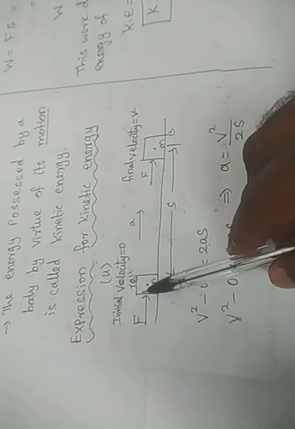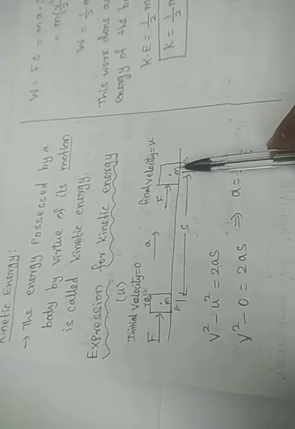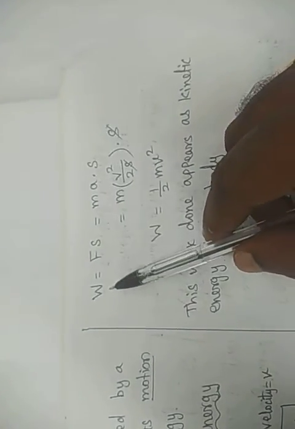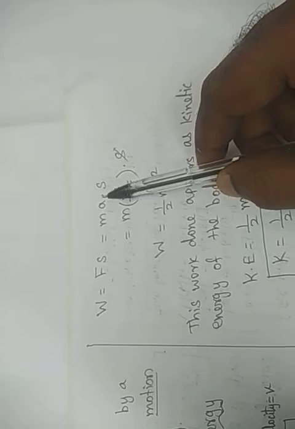Initially we take the body at rest: initial velocity 0, final velocity v. It moves with the acceleration a, and the displacement is s. We simply substitute in Newton's equation of motion, v squared minus u squared is equal to 2as. Finally we arrive at the equation a is equal to v squared by 2s. Substitute this acceleration in W is equal to F into s, and we get the answer: kinetic energy is equal to half mv squared.